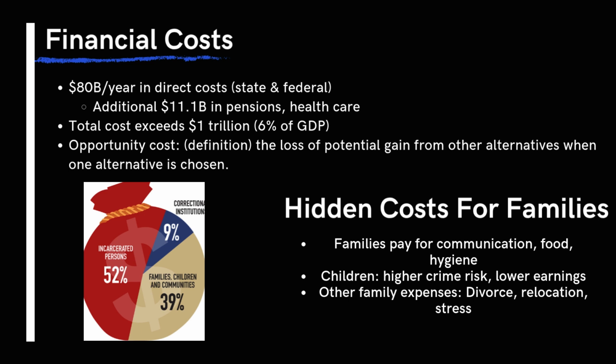Altogether, the publication estimates that correctional spending is over $1,000 billion. That's 6% of the GDP and 11 times larger than what current estimates are for correction spending. We see that families are shouldering an overwhelming burden of a lot of these expenses.